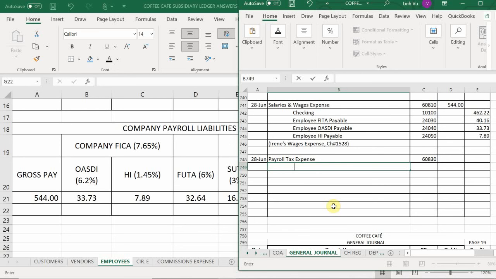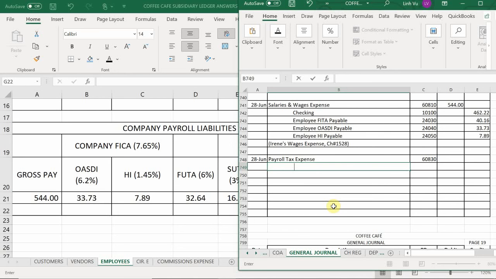Okay. So the sub accounts that would go under the payroll tax expense, the accounts that we calculated here in our table. How do we separate our employee payroll taxes versus our company payroll taxes?